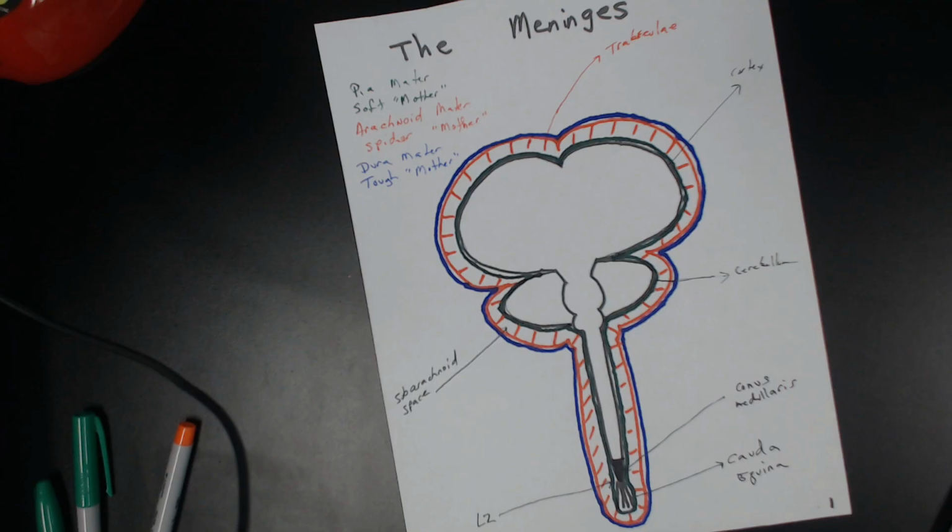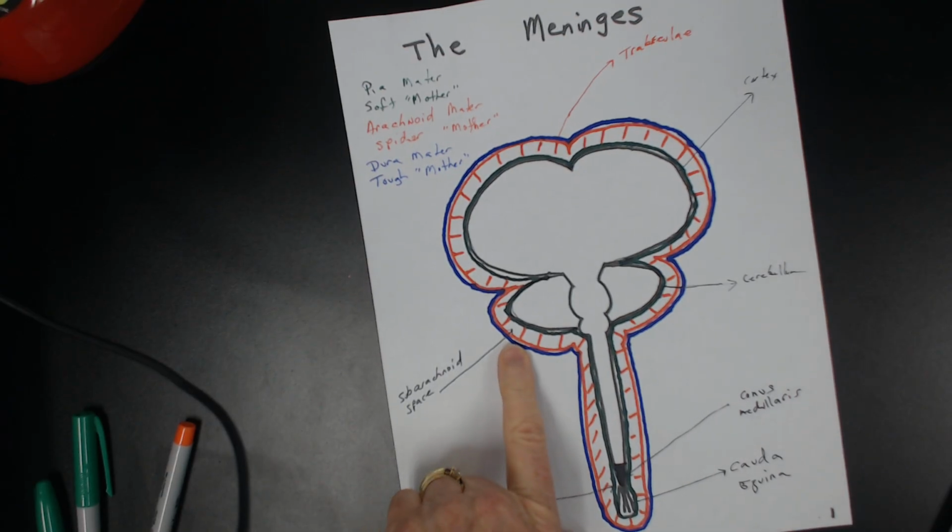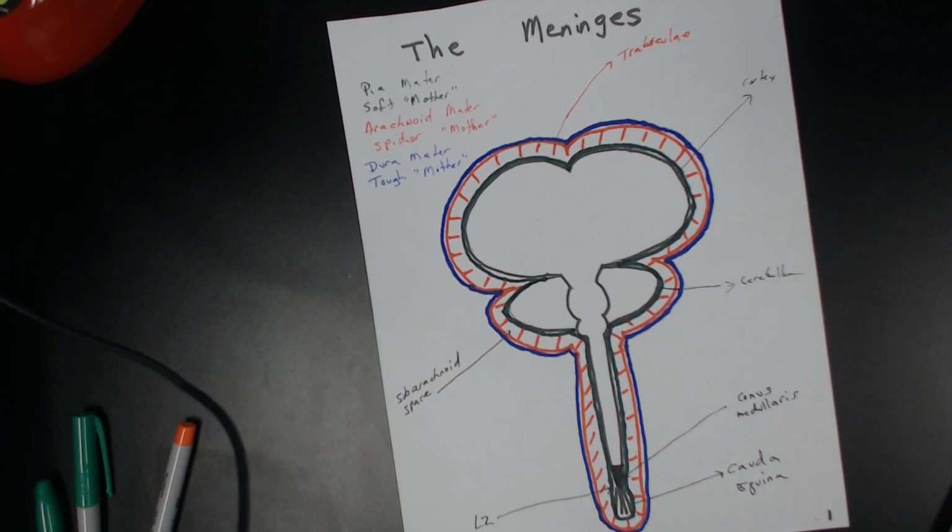Does anyone know what's inside the subarachnoid space? It's filled with cerebrospinal fluid, or CSF. We're going to talk about that in a minute. Just giving some hints.